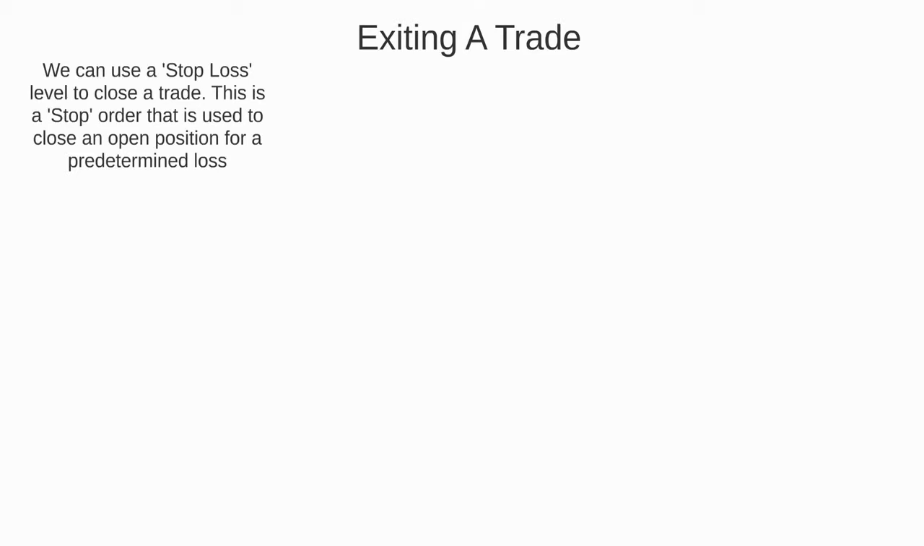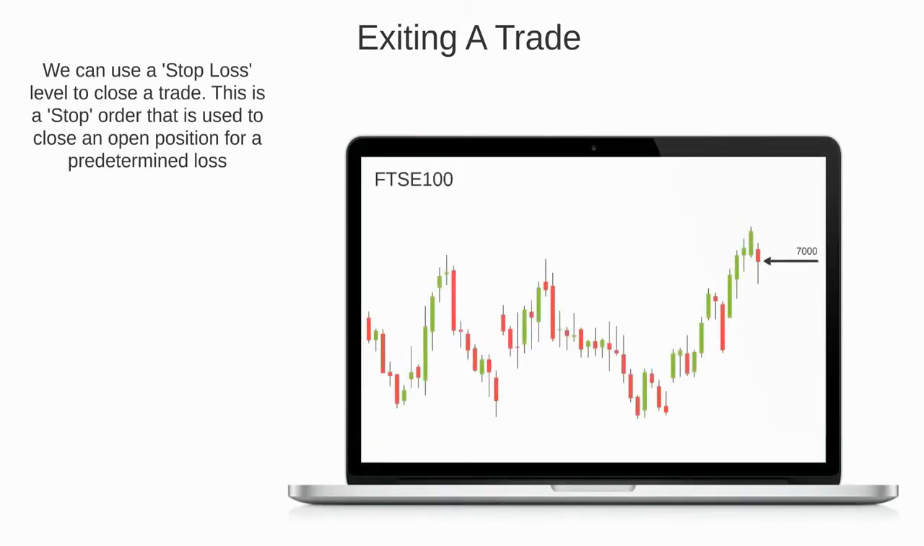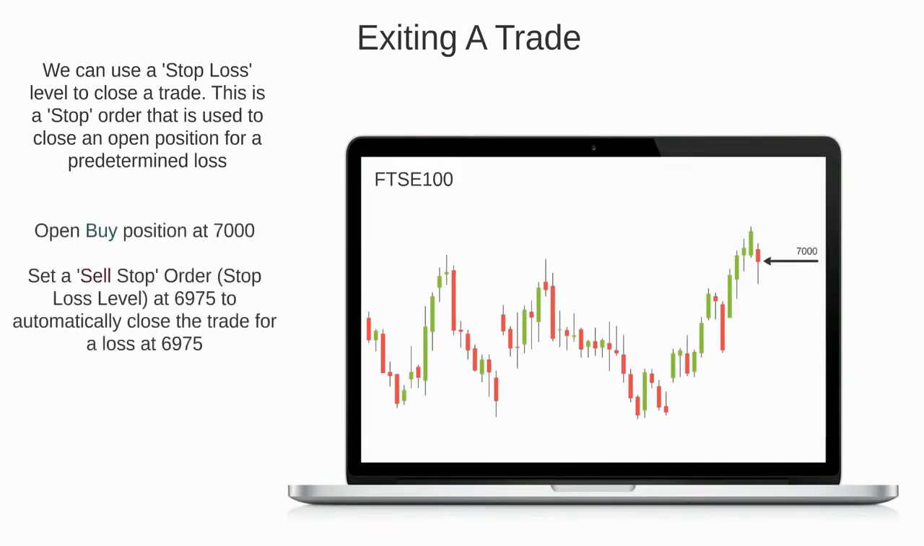The last way we can close a trade is by using what is known as a stop loss level. This is simply a stop order that is used to close an existing position once it has reached a predefined level for a loss. For example, if I entered a buy position on the FTSE 100 at 70.00, I may feel that if the price falls to 69.75 that the trade will have failed, so I can set a stop loss order at 69.75 to close my position if the price falls to that price.